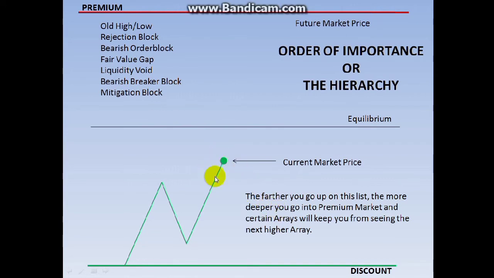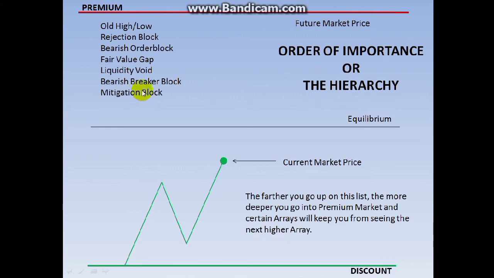Now what do we mean by the further price reaches up for the higher premium arrays? The further you go up on this particular list of resistance levels, the deeper you go into the premium market, which is what is termed a highly overbought or oversold market. Certain arrays will keep you from seeing the next higher arrays. There are going to be cases where price might reach into a bearish order block, a bearish breaker block, and fail to reach higher, and there may be a liquidity void above the bearish breaker block.